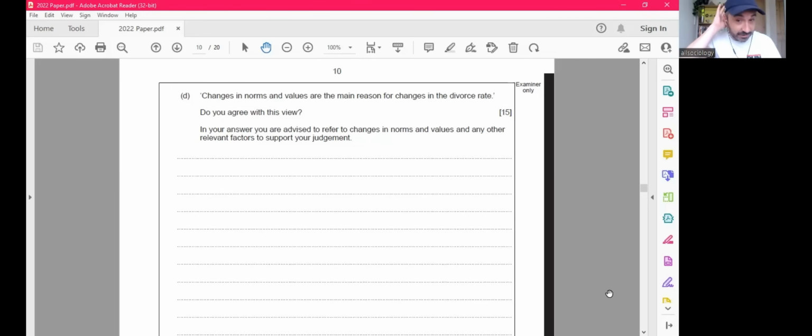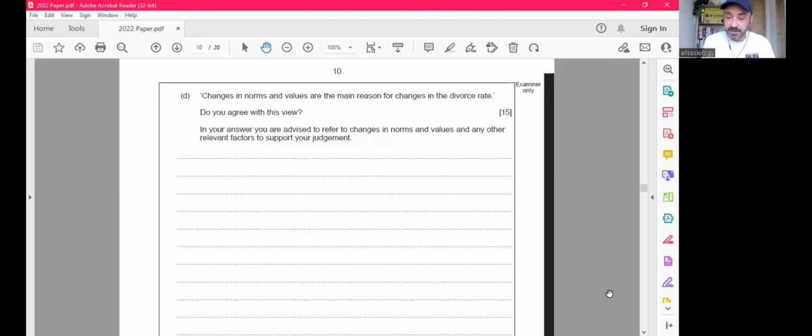Now, changes in attitudes is the one mentioned in the question, so I've got to talk about that. I'm also going to just basically regurgitate the same stuff that I mentioned for changing role of women, except in applying it to divorces rather than living together without being married. And the final thing you could also talk about here, you could actually talk just solely about policy changes as well.